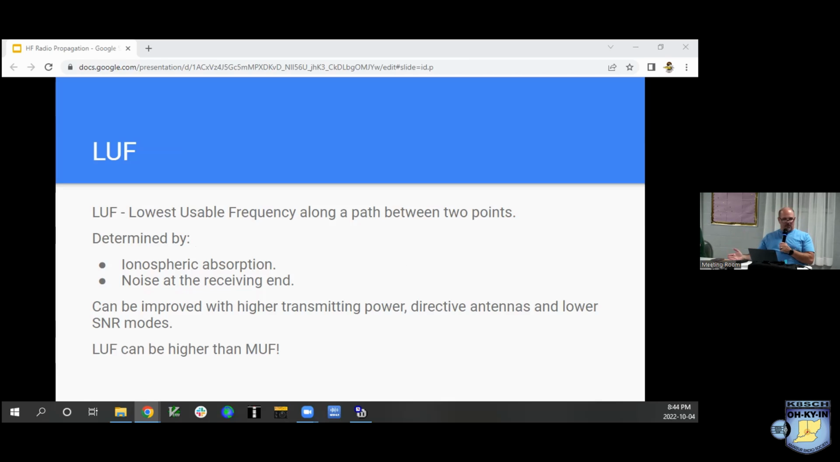So yeah, we got the critical frequency, then you got the maximum usable frequency, you got the lowest usable frequency along a path between two points. This is determined by ion absorption. So remember, the ionosphere is basically a plasma. You're sending a signal through the plasma. It's going to absorb some of that energy, and also noise at the receiving end. So the interesting thing is that you can improve your LUF by increasing your transmission power, using directive antennas, and lower signal to noise ratio modes like CW, FT4, FT8, things of that nature. You can't use those techniques to improve maximum usable frequency. Maximum usable frequency, you just can't go past it.